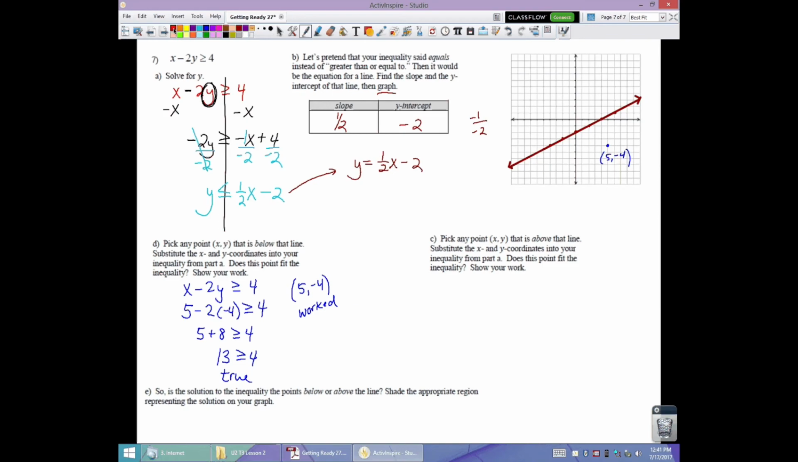Now we want to pick a point that is above the line. Well, for above the line, I'm going to choose this one. That's 1, 2, 3, 4, that's -5, 0. So, again, I'm substituting into my original inequality. I'm putting -5 for x minus 2 times 0 for y greater than or equal to 4. Well, -2 times 0 is 0, greater than or equal to 4. -5 minus nothing is -5, greater than or equal to 4. Well, that's not true. That's a false statement. So the point -5, 0 did not work.